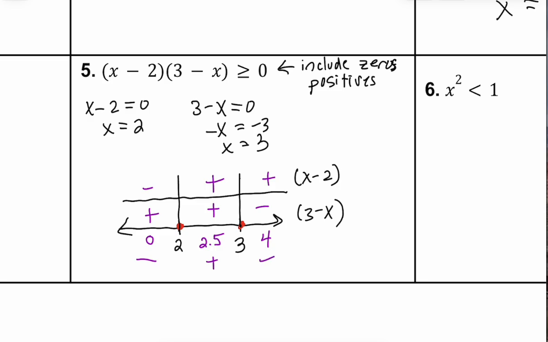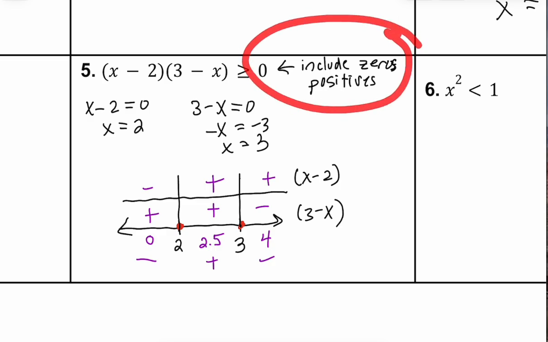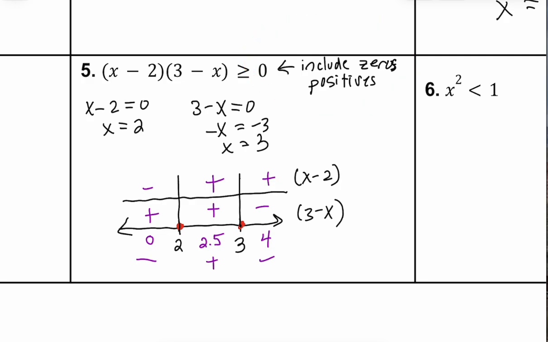Now, we almost have the answer staring us right in the face, but let me show you how to interpret it. It says right here that we want to get greater than or equal to 0. We're including the zeros and the positive regions. So now on your number line, could you please color in whatever happened to be positive? The only values that are positive are between 2 and 3.